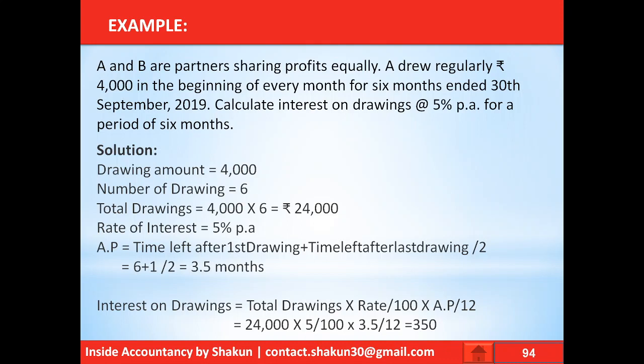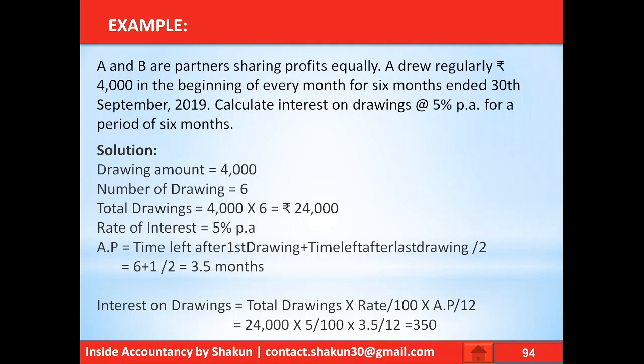Now the drawing amount is equal to 4,000. The number of drawings that you are making during the year is 6. So the total drawings would be 24,000. The rate of interest of drawings is given to you as 5%. The average period in this case would be 3.5 months. You can either apply it directly or you can do the calculations also.